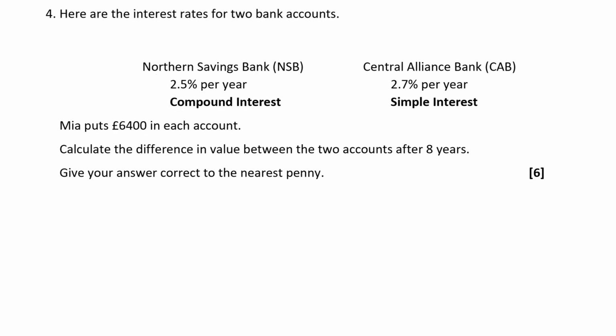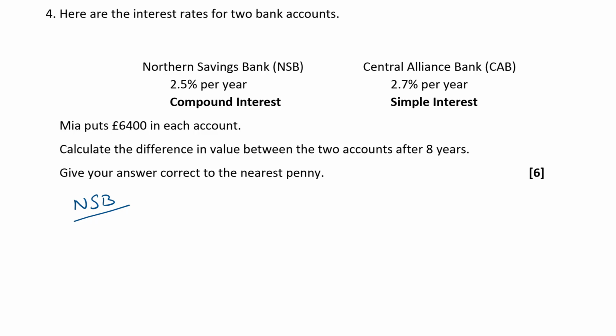Question 4. Here are the interest rates for two bank accounts. We've got Northern Saving Bank, which is 2.5% per year compound interest, and Central Alliance Bank, which is 2.7% per year simple interest. Mia puts £6,400 in each account. Calculate the difference in value between the two accounts after 8 years. Give your answer correct to the nearest penny. Okay, so I'm going to work them out separately and then I'm going to compare them then. So let's start off with the Northern Saving Bank, NSB.